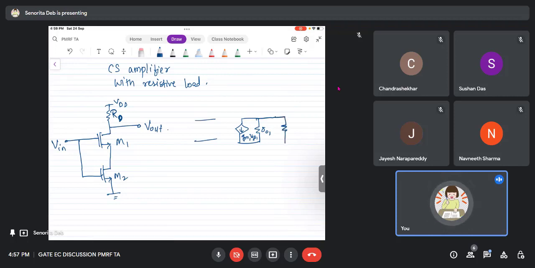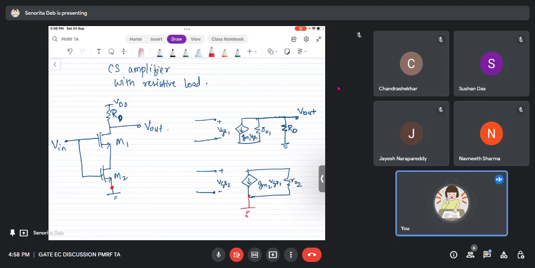GM1, VGS1, RO1. Then there is RD. Here there is a V out. Here it is plus minus VGS1. Now I will again do a VGS2. Plus minus VGS2. GM2, VGS2, R out 2. Right? Now you see the source node of M2 is grounded.